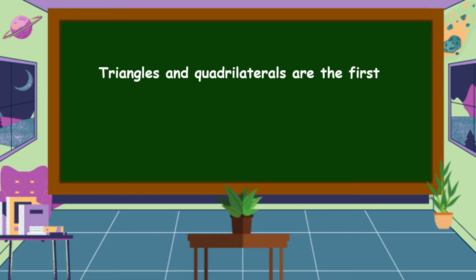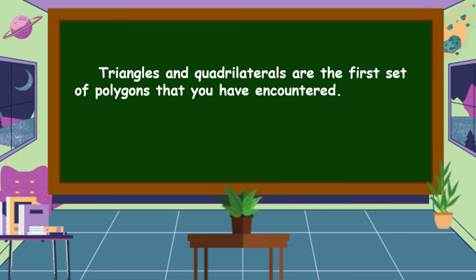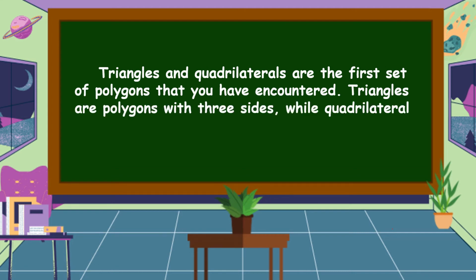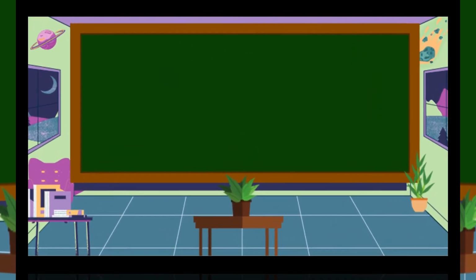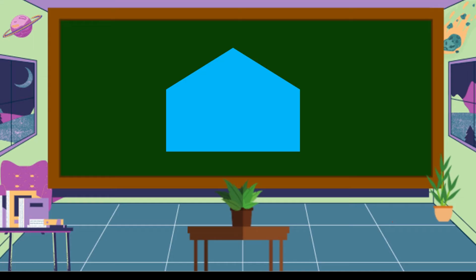Triangles and quadrilaterals are the first set of polygons that you have encountered. Triangles are polygons with 3 sides, while quadrilaterals have 4 sides. Look at the polygon. How many sides does it have? Let's count the sides. 1, 2, 3, 4, and 5. So there are 5 sides in this polygon.